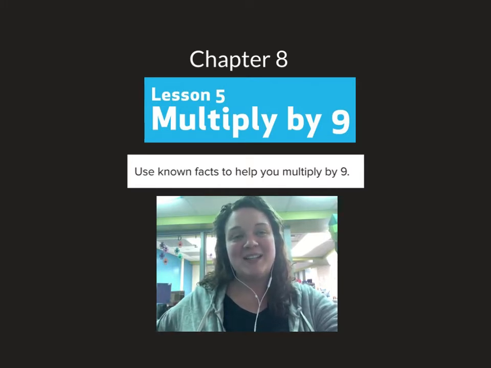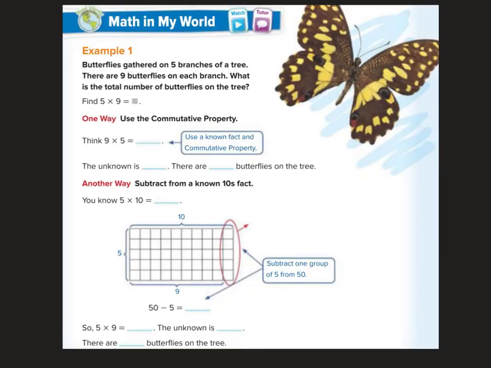So let's get started. All right, so example 1 says, butterflies are gathered on 5 branches of a tree. There are 9 butterflies on each branch. What is the total number of butterflies on the tree? So in this example, we're trying to find 5 times 9. 5 groups of 9, or 9 groups of 5. We can do both ways, right?